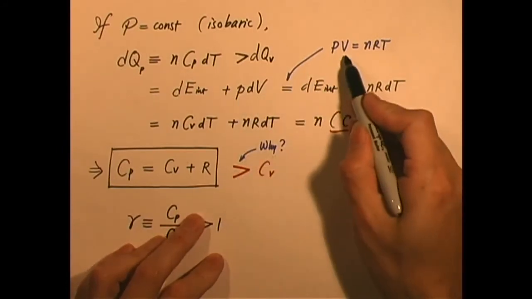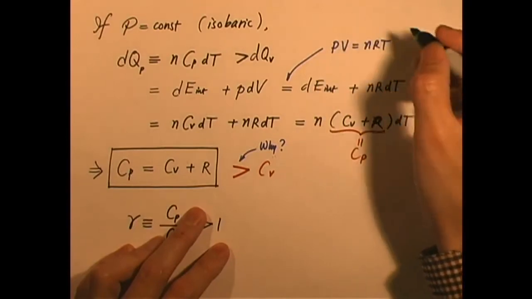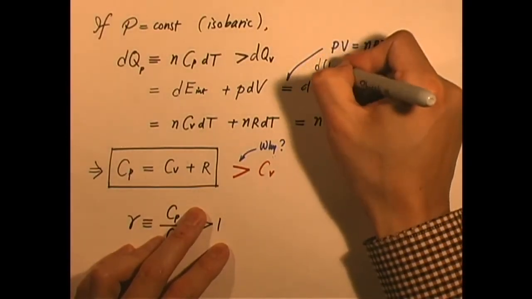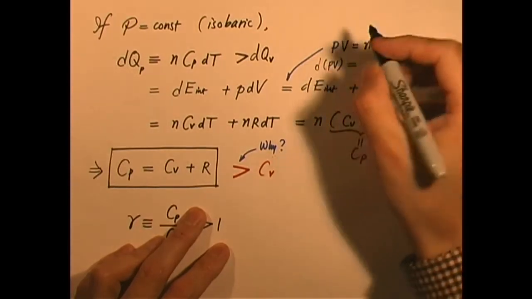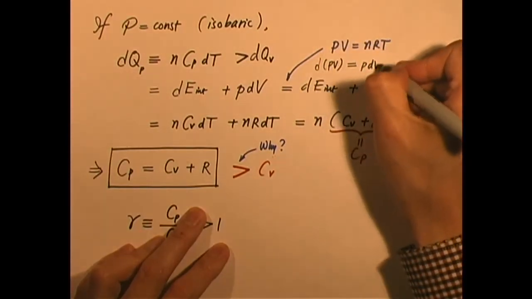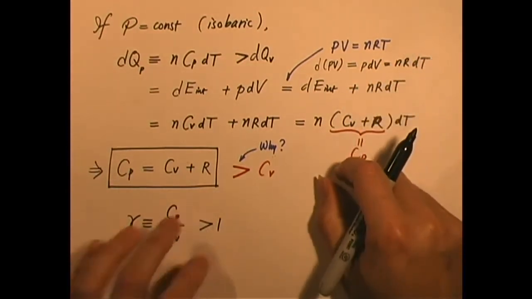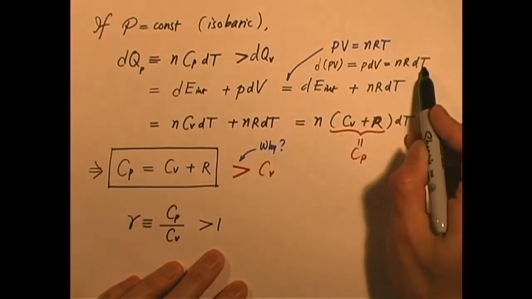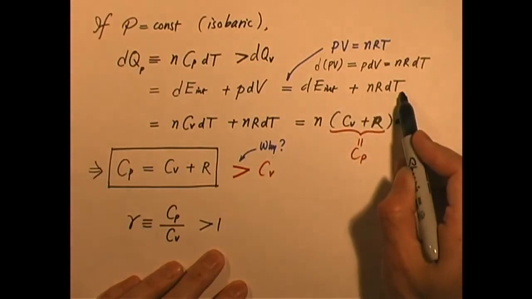Now remember, PV equals nRT for an ideal gas, right? So therefore, I can differentiate it, okay? So I have d(PV). Now remember, P is a constant, I'm going to take it out of the differentiation, so that's pdV, right? Isn't that equal to nR dT? So we learned that as long as the pressure is a constant, pdV equals nR dT, which I plug in, so I replace pdV with nR dT.